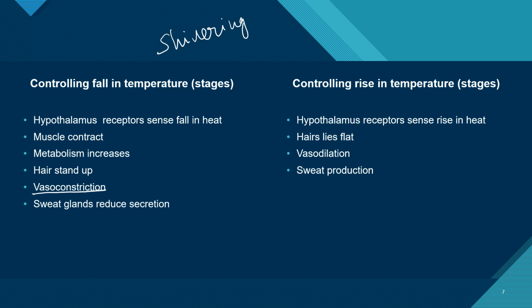Then we have controlling rise in temperature. Hypothalamus receptors sense the rise in heat, the hair lies flat, and then we have vasodilation and sweat production. Vasodilation is basically the arterioles near the surface of the skin getting wider or dilated as a result of muscle relaxation. More blood flows through it and heat is lost. So the sweat production: the sweat glands produce more sweat which lies on the surface of the hot skin. Then the water on the skin evaporates, taking the heat away from the skin. The muscles contract less and metabolism also slows down.